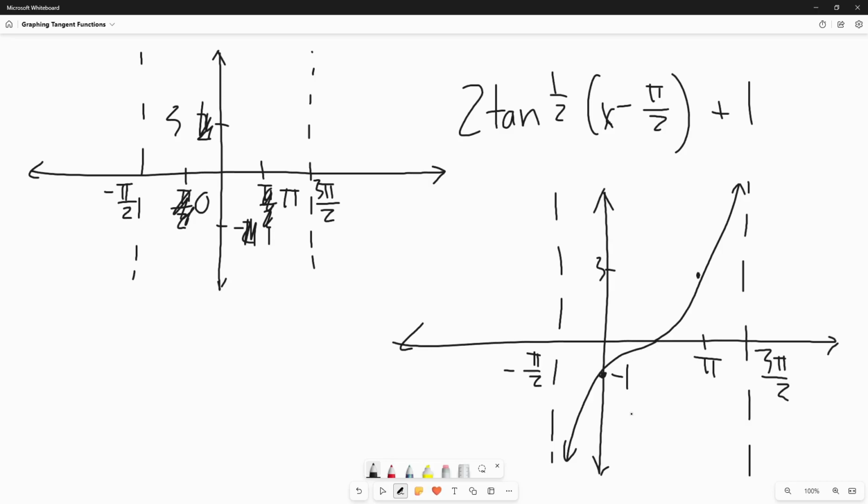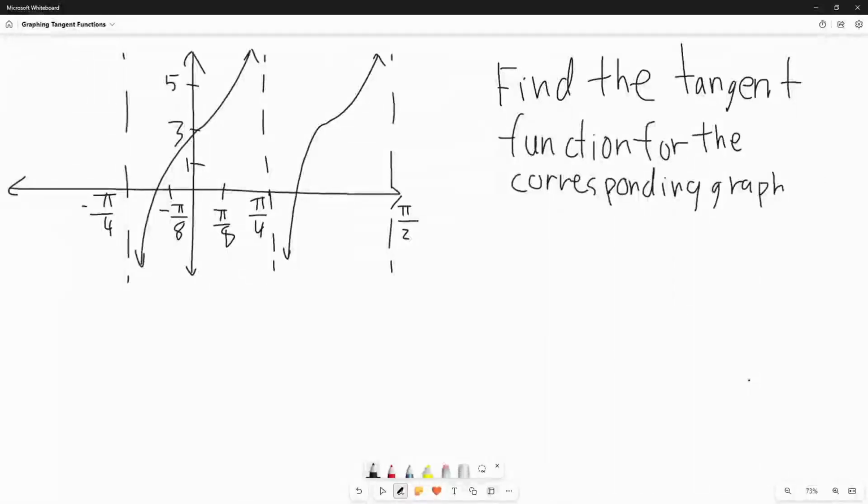Now, if this was a series graph, I would draw another period, label an asymptote right here, and just draw another one like this. But for the sake of this explanation, that's not really necessary. So now, this is your final graph. You're done. You've proved that you can graph this tangent function with all the transformations. Let's try another practice problem.